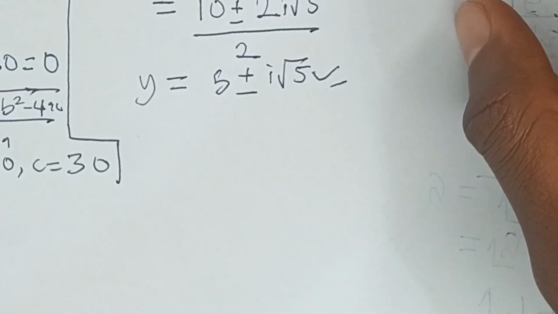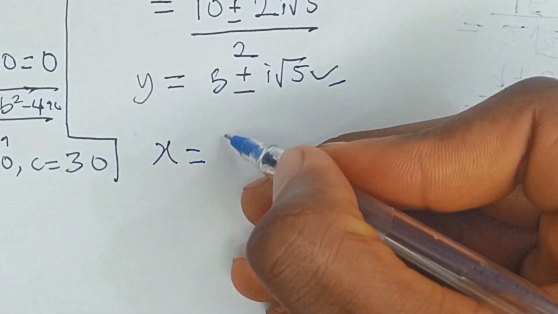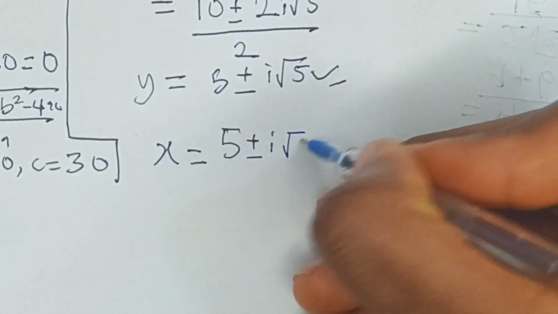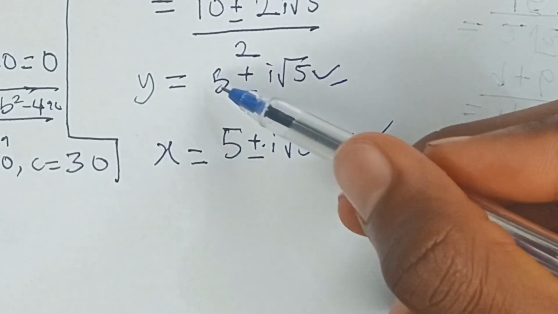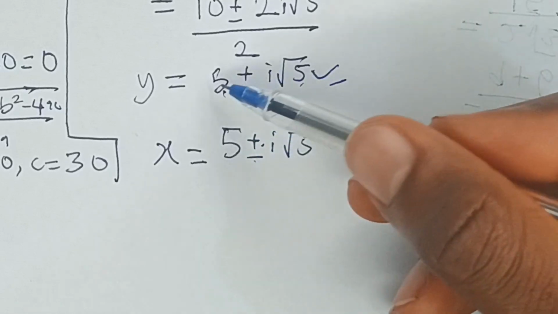Now, for the values for x, our x here will also be complementary with y. So it will give us 5 plus or minus i root 5. Okay, so when x is 5 plus i root 5, y will be 5 minus i root 5. When x is 5 minus i root 5, y will be 5 plus i root 5.